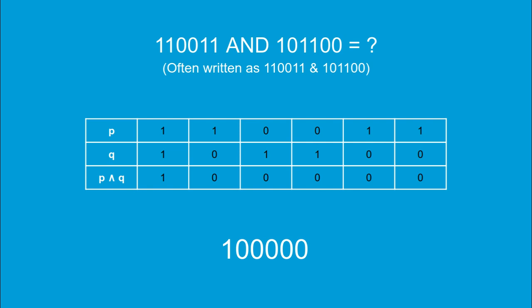So all we do is we write out the numbers like I have written here, okay? So where P represents the first number, 110011, and Q represents the second number, 101100. And then we just take those values one at a time in columns, and we apply AND in this case because it's a bitwise AND. So if we look at the first column, 1 and 1 is 1. Yes? True and true is true. The second column, why is it 0?